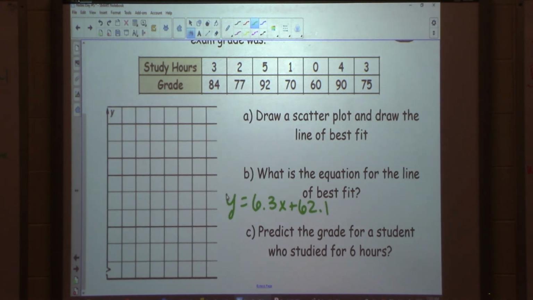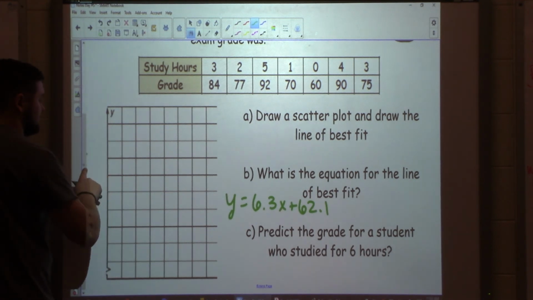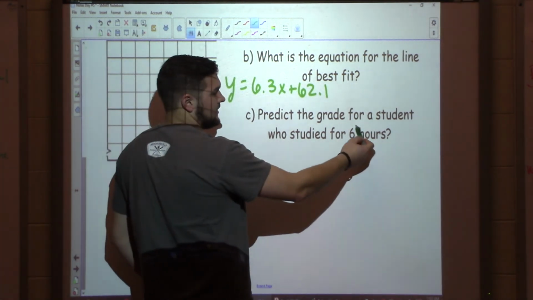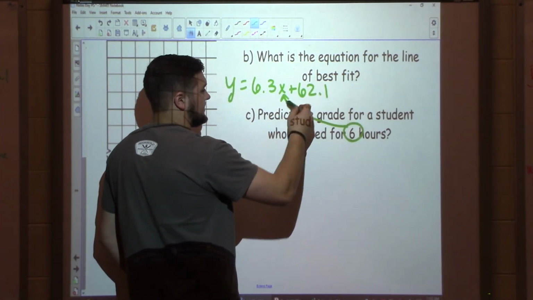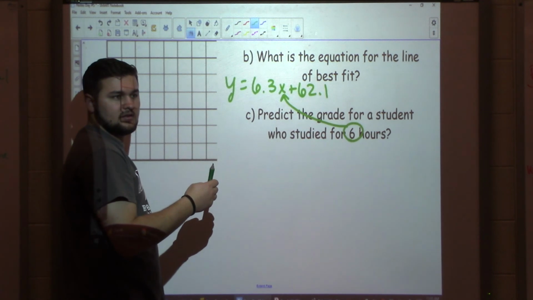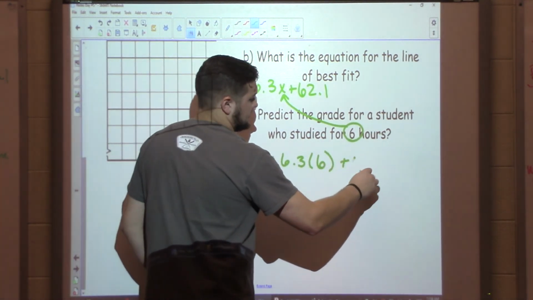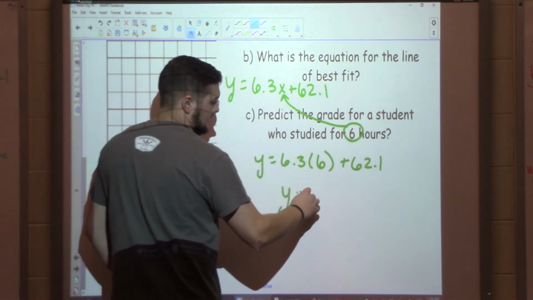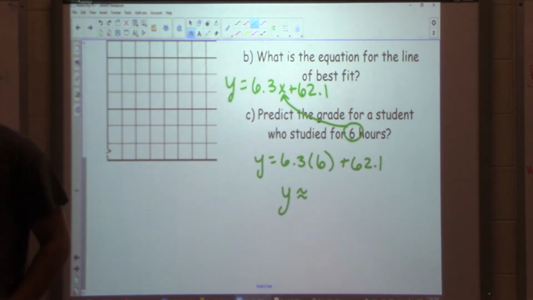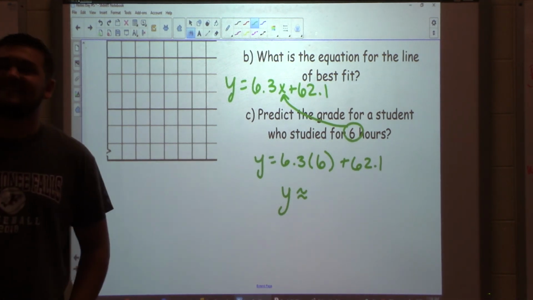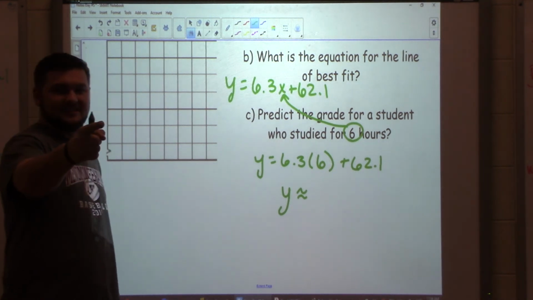Okay. Did you already predict the grade for a student who studied 6 hours? Where would I plug 6 into? Where are my hours, X or Y? X. I plug it in for X. What do we get? We get Y equals 6.3 times 6 plus 62.1. Approximately, what is their grade going to be? 99.3. Exactly.